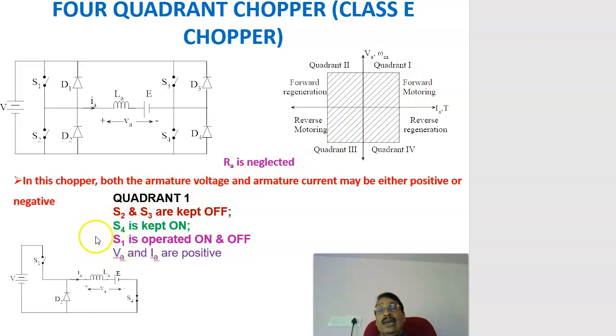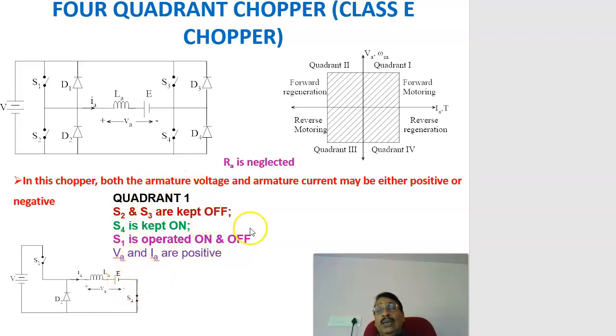What we are doing is that the switch S1 is controlled. Always remember that for whichever quadrant we are operating, that particular switch is being controlled. That is why the switch S1 is being controlled and the switches S2 and S3 are kept off. Here S1 is operated at a very high frequency and S4 is kept on. That is, S4 is kept on and you are controlling the switch S1.